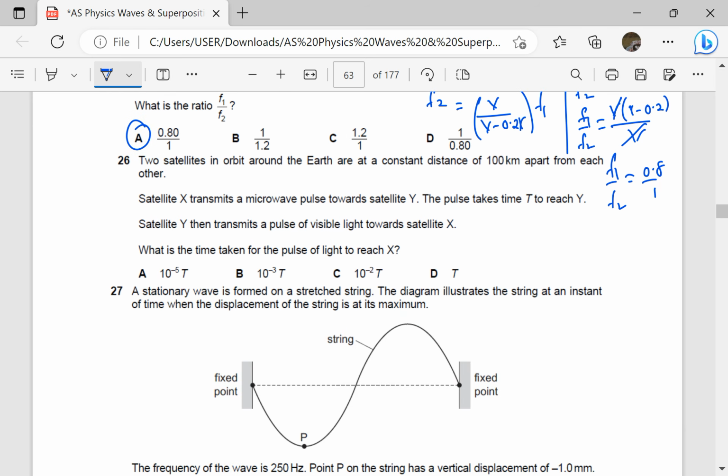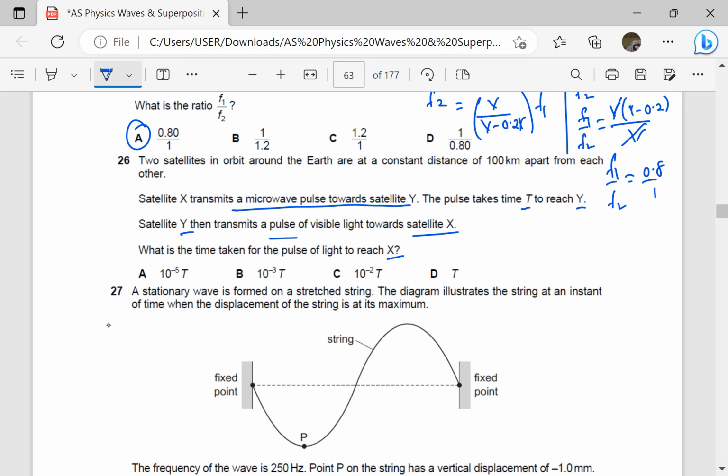Two satellites in orbit around the Earth are at constant distance of 100 kilometers apart from each other. Satellite X transmits a microwave pulse towards satellite Y. The pulse takes time t to reach Y. Satellite Y then transmits a pulse of visible light towards satellite X. What is the time taken for the pulse of light to reach X?